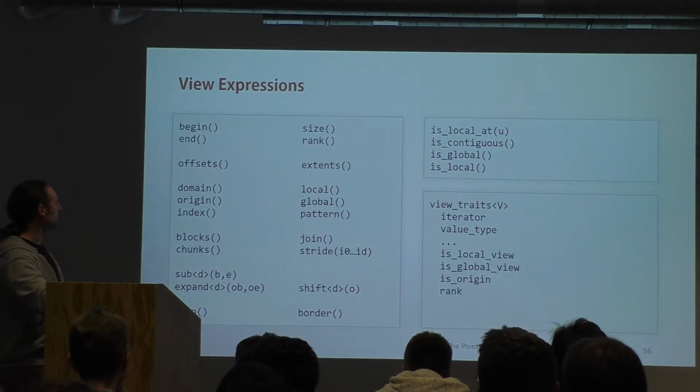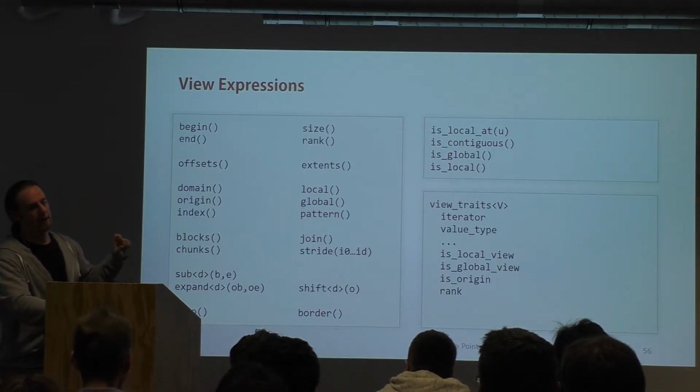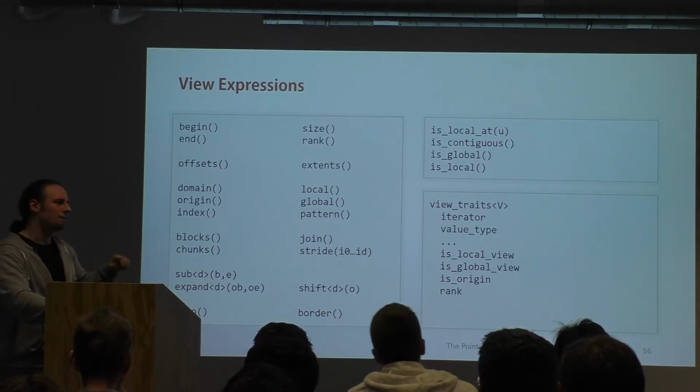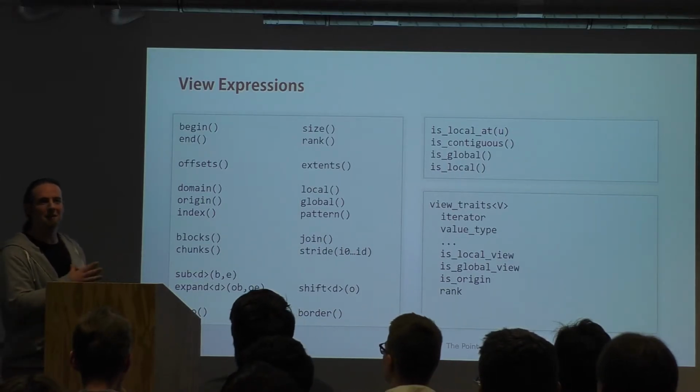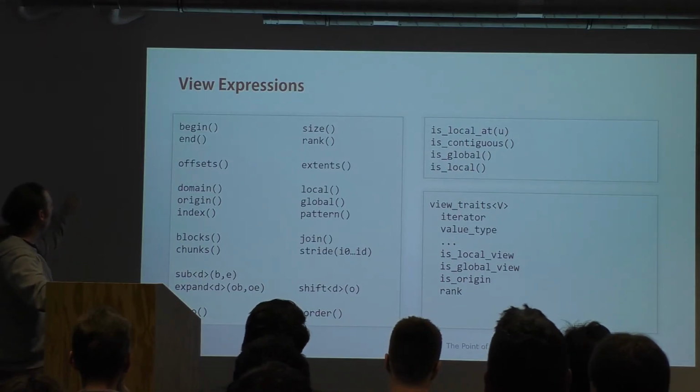So those are some expressions you can pipe. On the left, you have begin, end, size, rank. So rank would yield the active number of dimensions. There's also ndim. Who knows the difference between rank and number of dimensions? We can talk later. Then you have domain and origin.